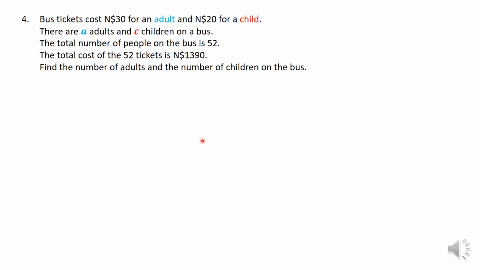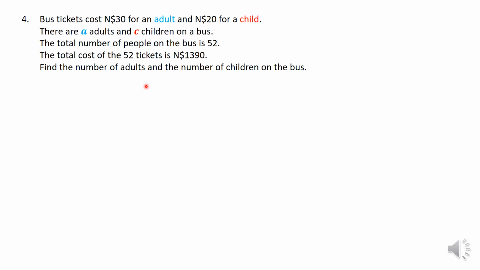Right, so I've got the fourth question here. Bus tickets cost 30 Namibian dollars for an adult and 20 Namibian dollars for a child. There are A adults and C children on the bus, and that means we don't know the exact adults and the exact children, but we know that there are 52 people on the bus, and the tickets cost 1,390. So you're supposed to find the number of adults and the number of children on the bus.